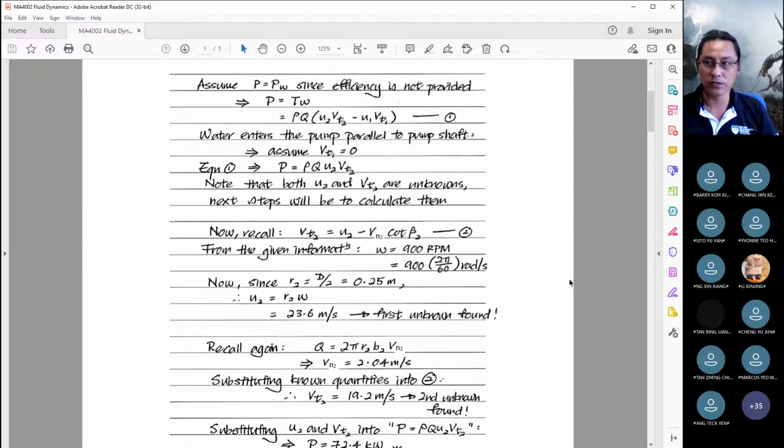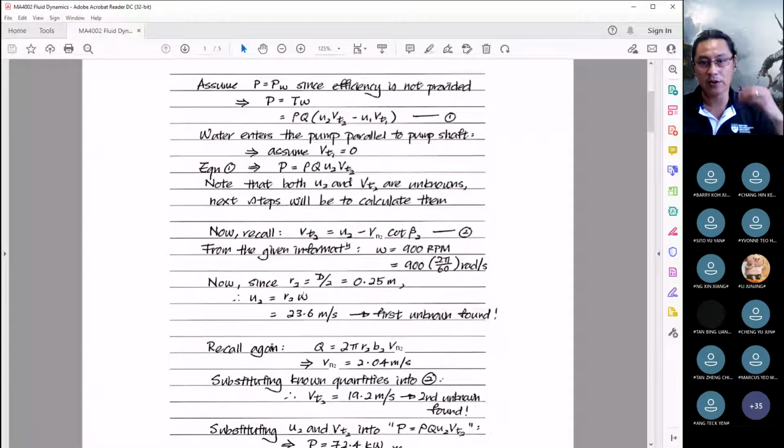What is U2? U2 is nothing but the tangential velocity at the outlet. Now, we are given the angular velocity of 900 RPM. It should be simple enough for us to convert this 900 RPM to radians per second. We just have to multiply by 2 pi divided by 60. So take 900 multiplied by 2 pi divided by 60, and I'm quite sure you can get the angular velocity in radians per second.